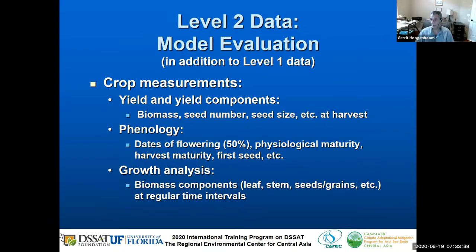So that was basically level 1. So we talk about weather and soil data and crop management. So now we move up to level 2 data. So this is the type of data required to evaluate the model.